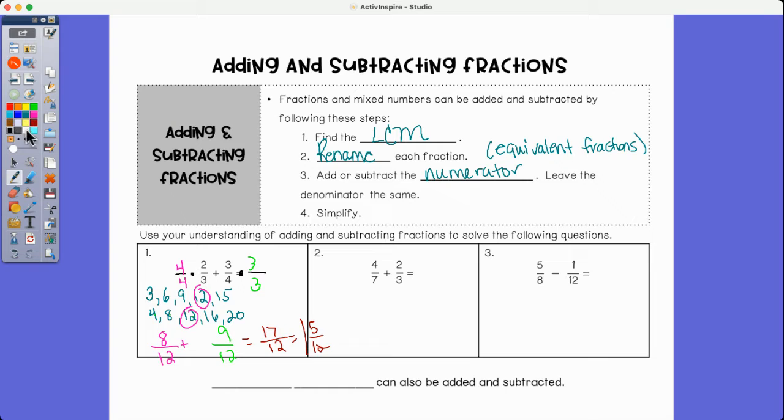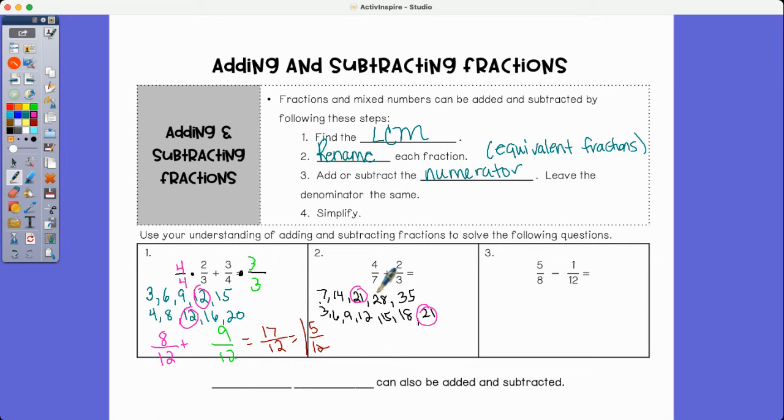Let's take a look at the next one. We have 4 sevenths plus 2 thirds. So we're going to skip count our 7s: 7, 14, 21, 28, 35. Then we're going to skip count our 3s: 3, 6, 9, 12, 15. Uh-oh, I don't see a match, so I need to keep going. 18, 21. There's our match. So this is our new denominator.